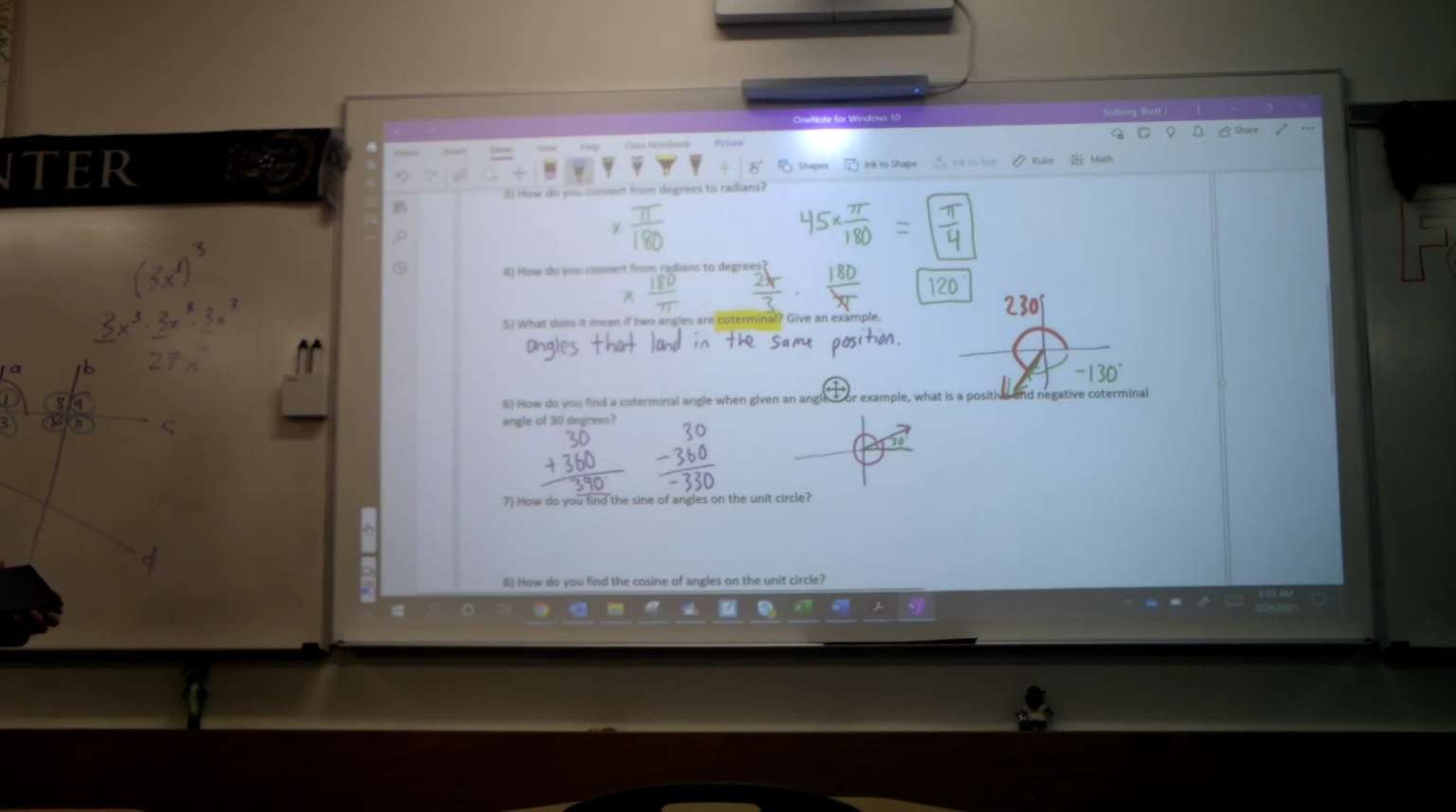What about negative 330? Well, if it's negative, now I'm going to go clockwise, but I don't go all the way around. I only go 330, which is 30 degrees short of a rotation. It lands in the same spot. So adding and subtracting full rotations will give you coterminal angles. Boom! That is quiz 1.